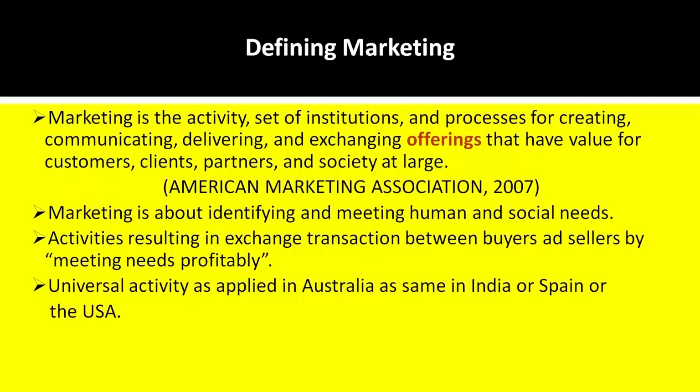Now, activities resulting in exchange transaction between buyers and sellers by meeting needs profitably. So here, the company makes profit by selling the product. Now, if we look at marketing, marketing is actually a universal activity. Universal means the way in which marketing has applied its concept in Australia, the same thing is going to be there in Spain. The same way it is going to happen in India also. So it's a universal activity.